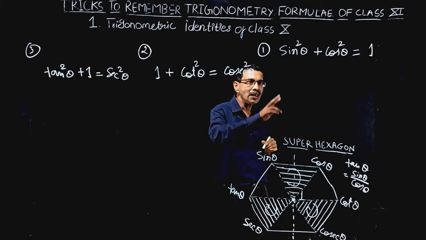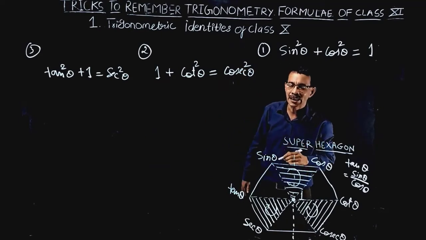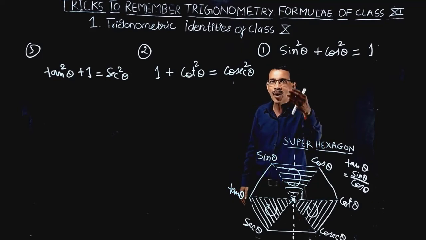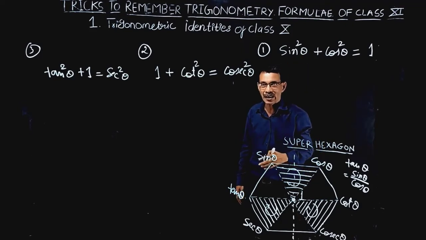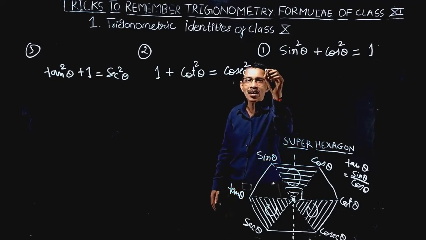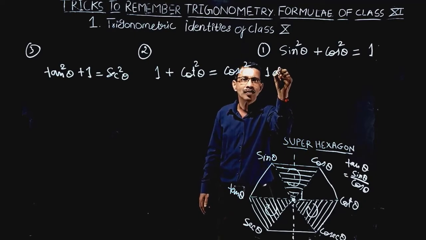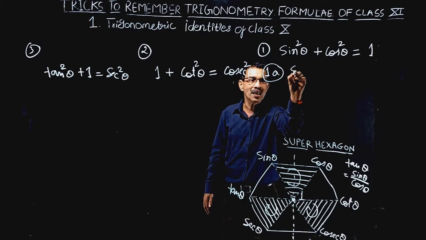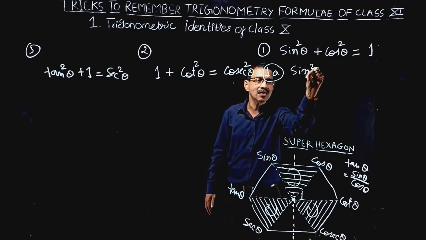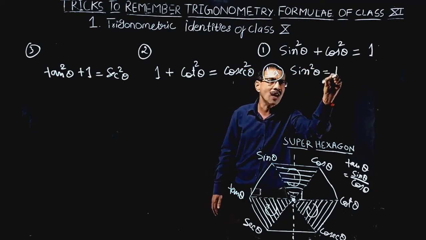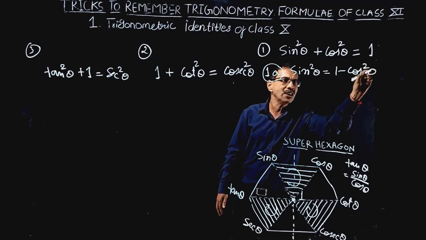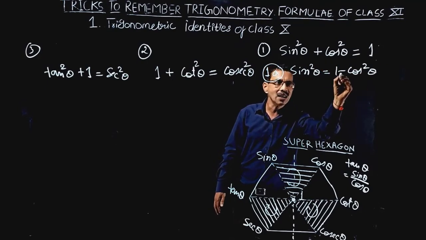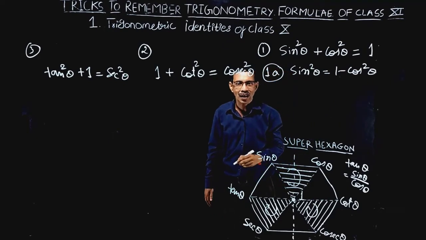And from each main trigonometric identity, we will write two more formulae, those are the sub formulae for the main trigonometric identity. So let me write 1a. I will keep sin square theta on one side and transfer the other things to that side. So this will become 1 minus cos square of theta. This cos square theta I am transferring to this side so that it becomes minus cos square of theta.